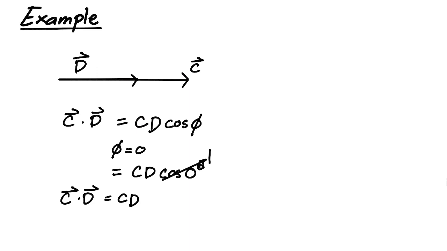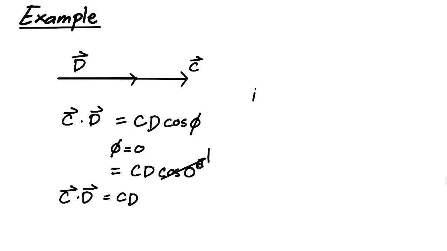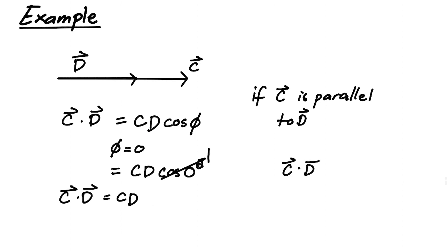Now, if they are parallel, pareho sila ng direction, you simply multiply yung magnitudes nila and that would be equal to the dot product. So, if C is parallel, pareho sila ng direction, to D, then we simply multiply their magnitude. So, C dot D is equal to C times D. Yung magnitudes lang nila, multiply mo. So, ganun lang kadali.